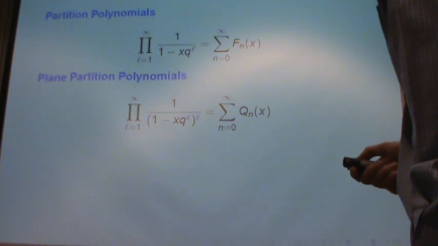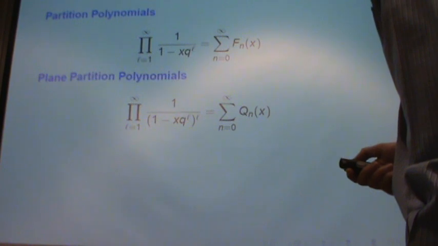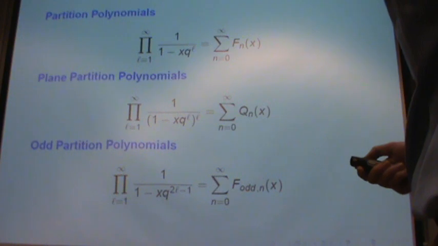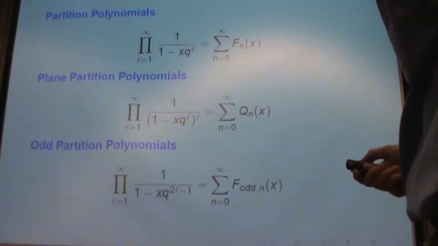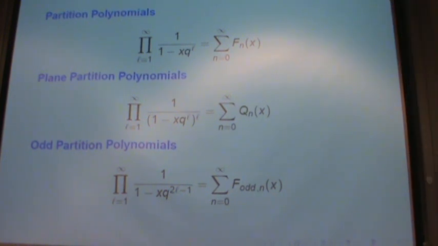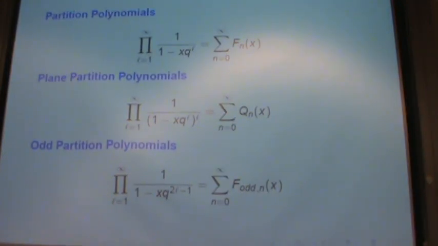I have a product. You're missing q to the n next to the fn. Okay. Yeah. It's implied. Yeah. Right. Yeah, I should. Yeah. All right. So.